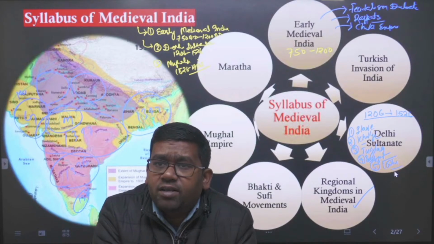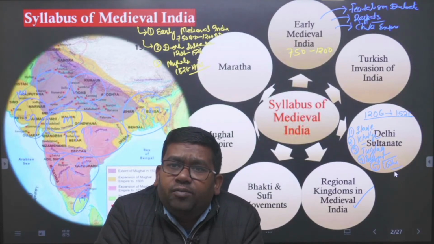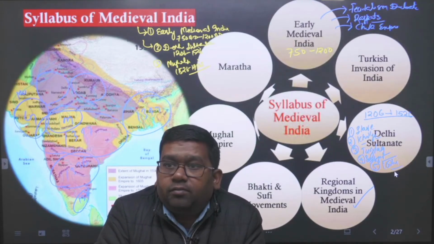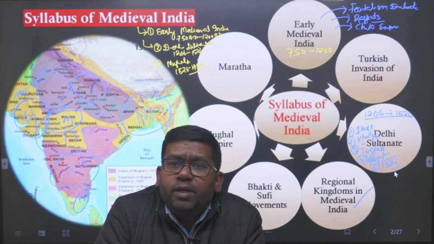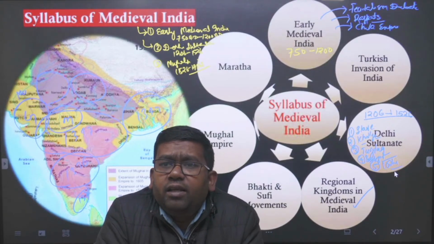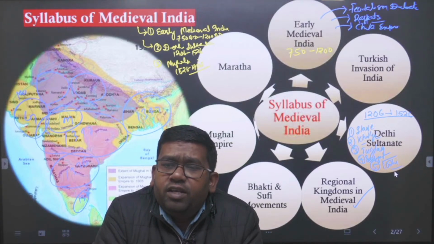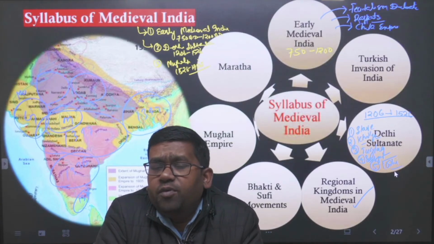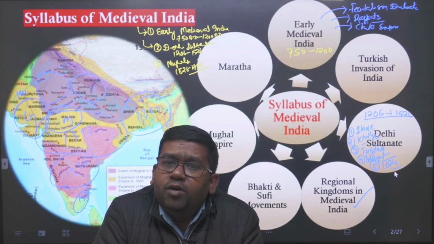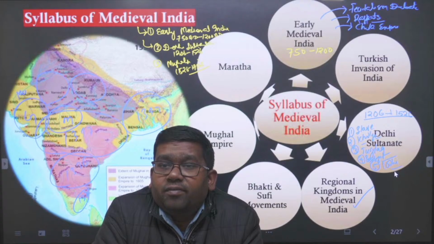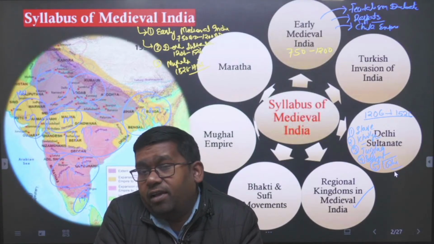What are these 3 parts? Part 1 of chapter 4, regional kingdoms in medieval India. This part is generally a part of the Vijayanagara kingdom. So, firstly we discussed the Vijayanagara kingdom, and who is the most powerful ruler of the Vijayanagara kingdom? The most powerful ruler is Krishnadev Rai, ideal and powerful.